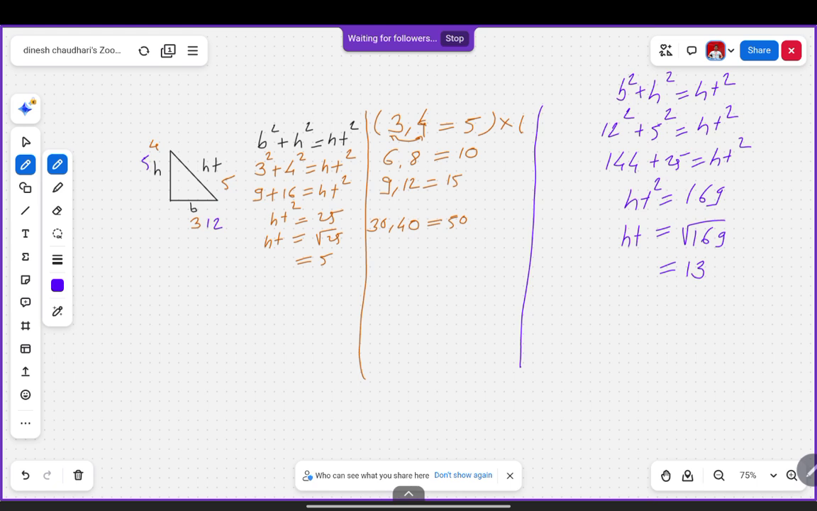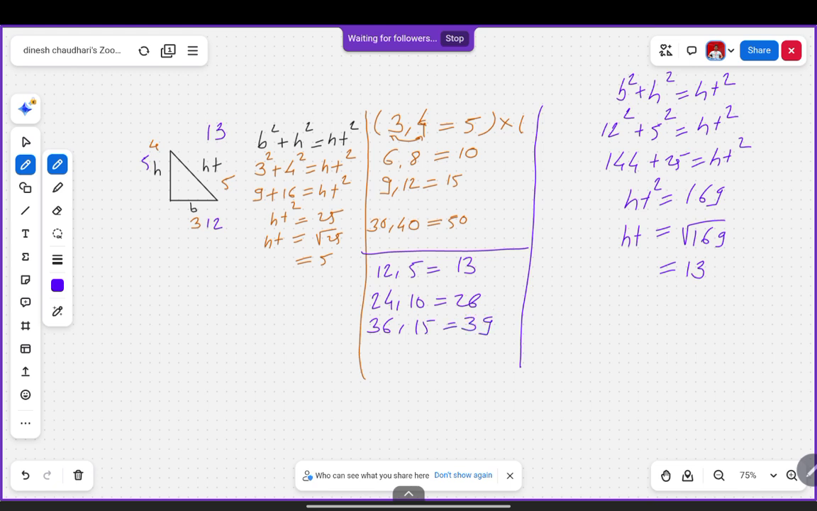So it is giving us hypotenuse as 13 if base is 12 and height is 5. This will again lead us to another sequence: 12, 5, then hypotenuse 13. Same goes with the above logic. You can multiply it with any factor. If the multiplication factor is 2, then it is 24, 10, and 26. If the multiplication factor is 3, then 36, 15, and 39.